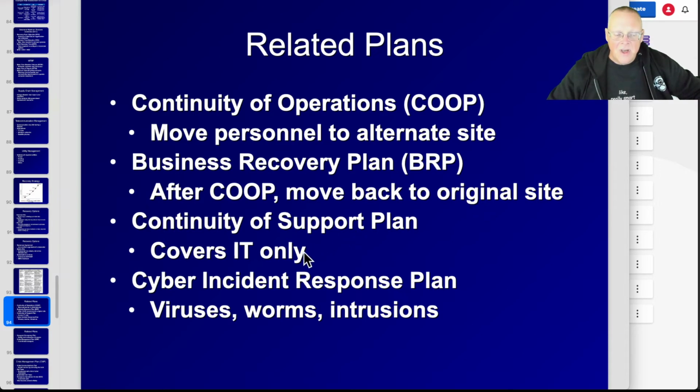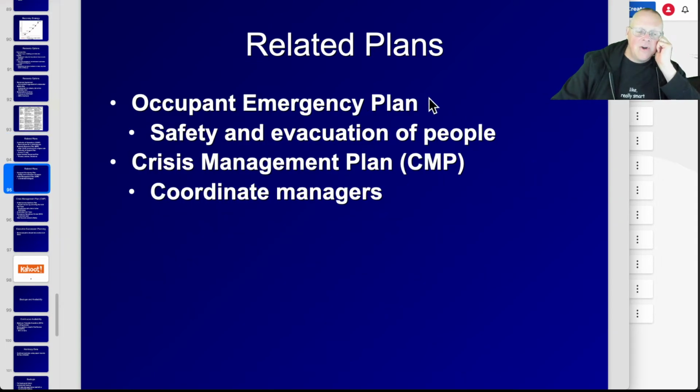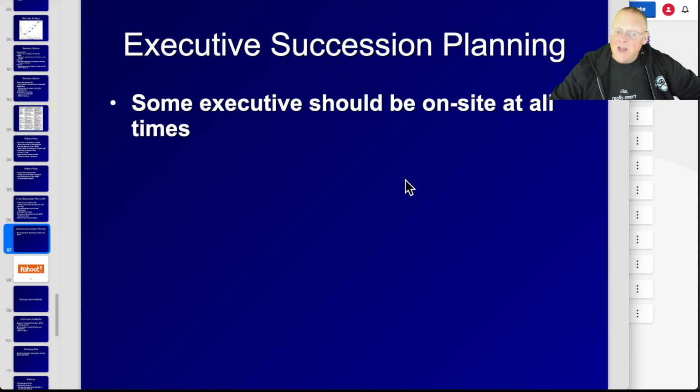Continuity of support covers IT, and we've talked about incident response quite a bit, where you have a security incident. And occupant emergency protects the people, and crisis management coordinates the management. And so you have a crisis communication plan that might have call trees and so on to give people accurate information so you are not at the mercy of just rumors and guesses. And then you, of course, have executive succession planning, which the military has, and you need that at your company too. What if one of the executives is unavailable or injured? Then who replaces them?